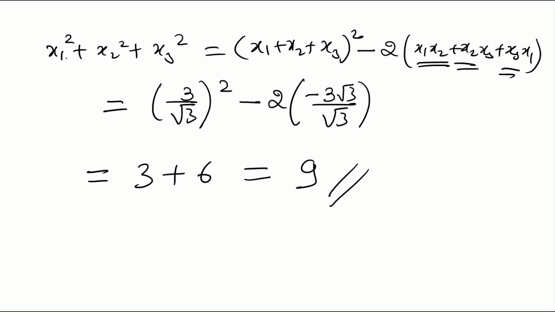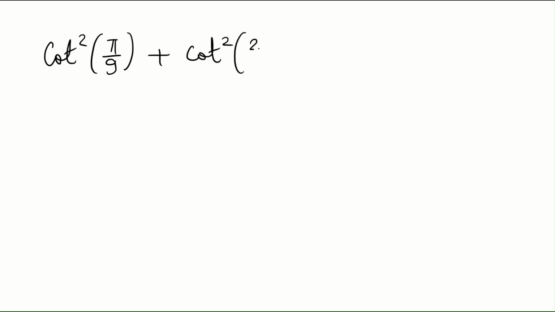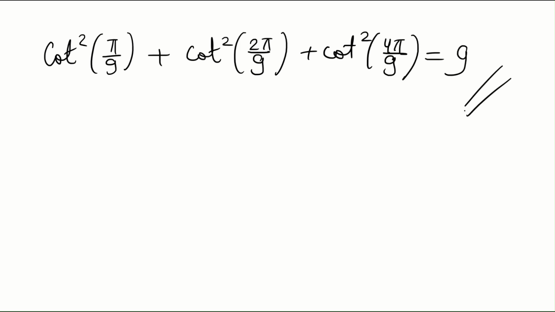And we know the values of x1, x2, x3. These are basically cot pi over 9, cot 4 pi over 9, and cot 7 pi over 9. So effectively what we are getting is cot square of pi over 9 plus cot square of 2 pi over 9. I am replacing 7 pi over 9 with 2 pi over 9 one more time. So this is what we are getting. This is our answer. We are getting cot square pi over 9 plus cot square 2 pi over 9 plus cot square 4 pi over 9 equals 9.